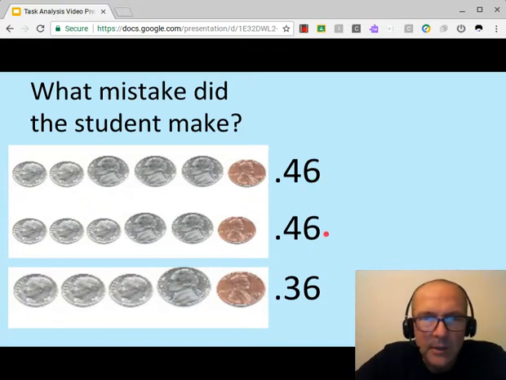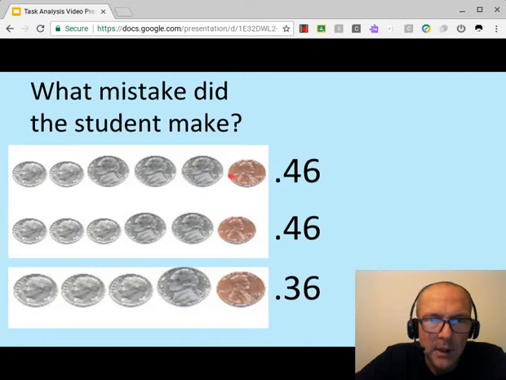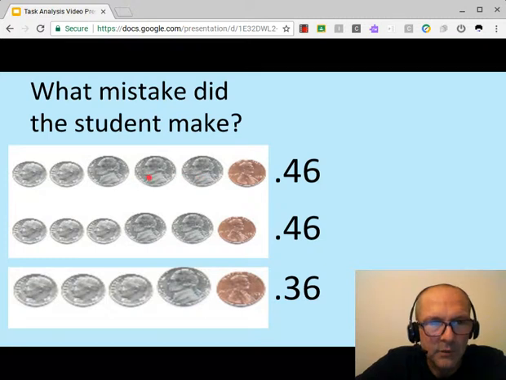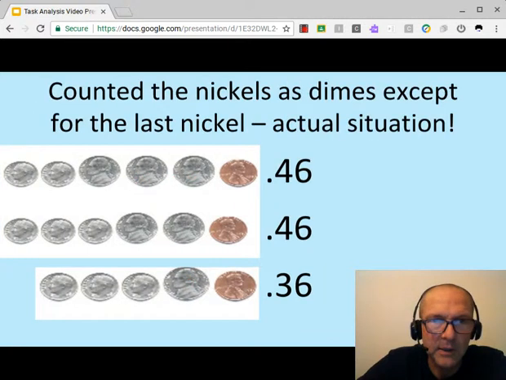Well, what stood out to me immediately is he got 6 on all 3 of these. And I'm thinking that would be from the 5 and the 1, the 5 and the 1. So I'm like, okay, so he knows he has 5 cents and 1 cent, but then what happened with these others? And then it occurred to me, he counted the last nickel as 5 cents, but the other nickels he counted as dimes.